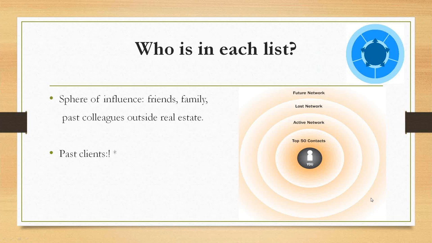Another is lost network. You can call it past network also. These are the people who used to be in your active network, but something changed and you haven't seen them in a very long time. You used to live next door to them. You were best friends in school. You worked on some project together, maybe in the old company. You socialized with them and then something happened.